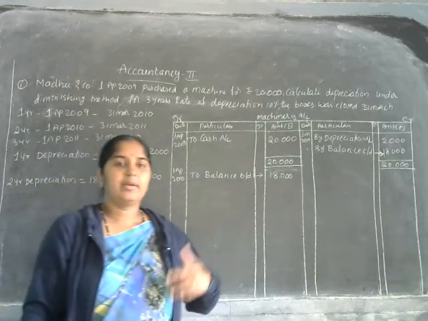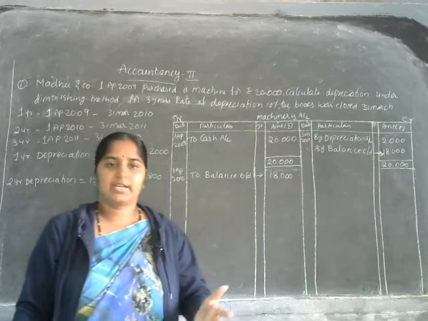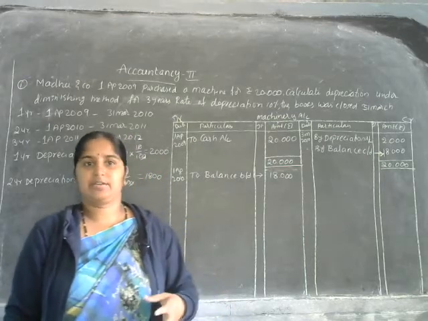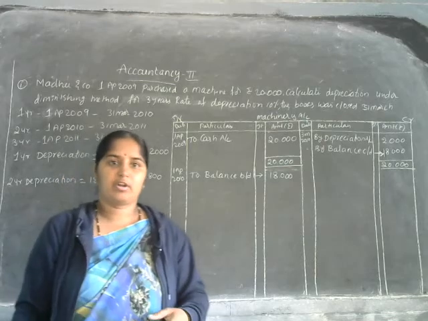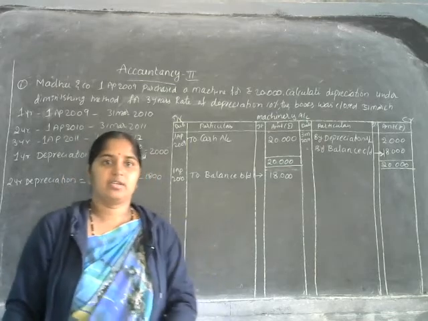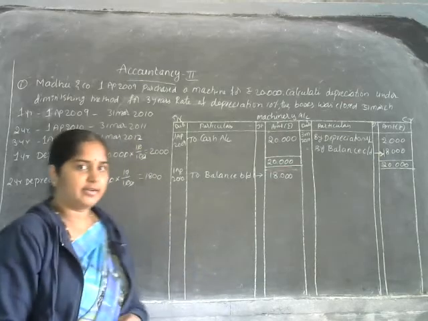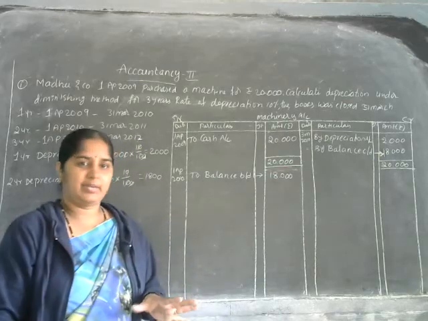సెకండ్ ఇయర్ నుంచి నెక్స్ట్ ఇయర్ సెకండ్ ఇయర్ కాబట్టి సెకండ్ ఇయర్ నుంచి ఏం చేస్తున్నాము? ఆ ఇయర్ బ్రాడ్ డౌన్ ఎంత ఉందో దానిపైన క్యాలిక్యులేట్ చేస్తున్నాము. సో సెకండ్ ఇయర్ బ్రాడ్ డౌన్ అమౌంట్ ఇస్ 18,000. So calculate on 18,000 how much 10% అంటే 1800. So it is second year depreciation.